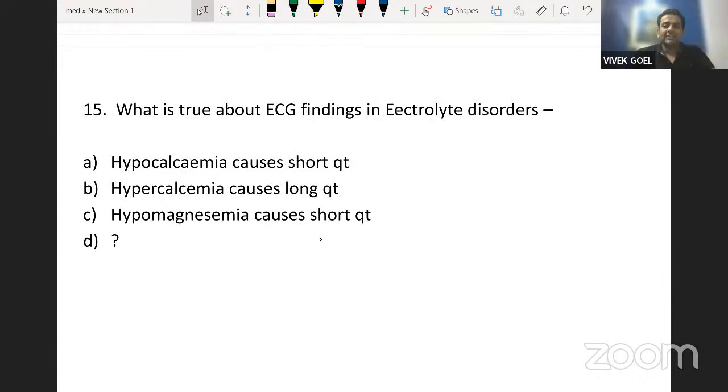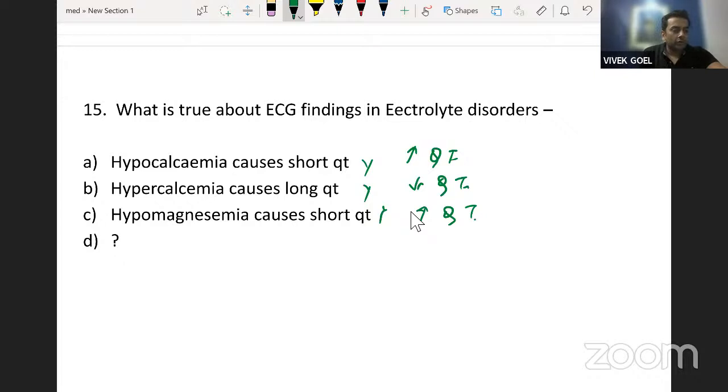Again, a very simple ECG question. This is what I would assimilate from the students. What is true about ECG findings in electrolyte disorders? Hypocalcemia causes short QT. No, hypocalcemia causes prolonged QT interval. Hypercalcemia causes long QT. No, it causes short QT. Hypomagnesemia causes short QT. No, it causes prolonged QT. So all these options are wrong.